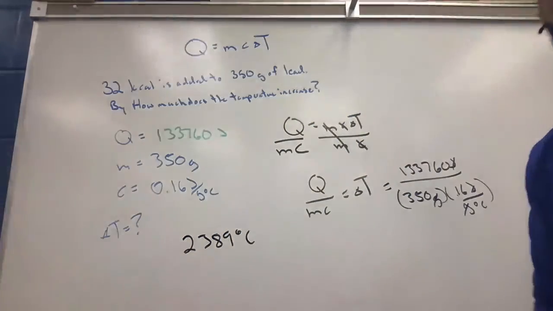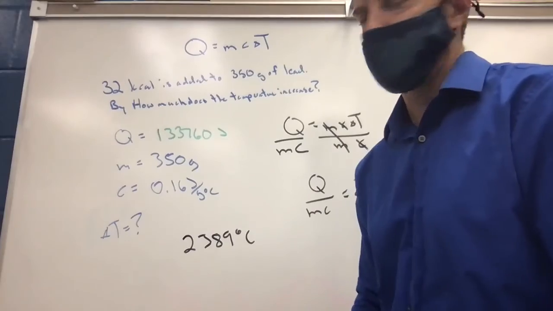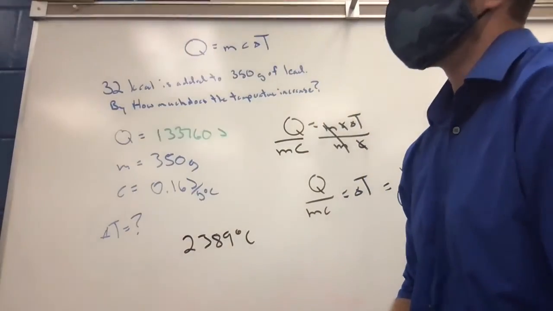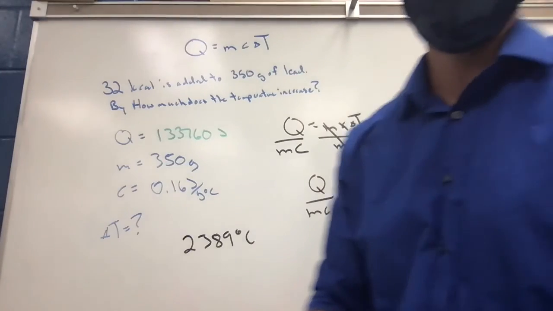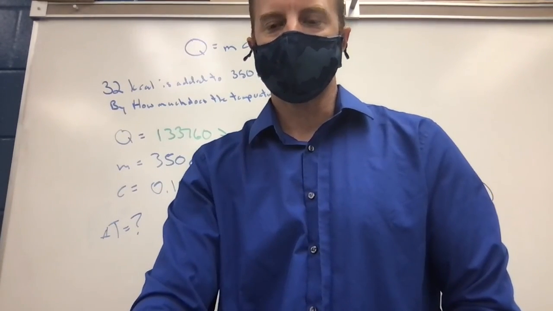which is entirely too much. That's really hot, right? And that's not surface of the sun hot, but it's probably above its melting point. I don't know lead's melting point, but I'm sure it's not above 2,000. There are some metals with over 2,000, but I'm pretty sure lead's not one of them. Anyway, there's a problem for us on the Q equals MC delta T stuff.